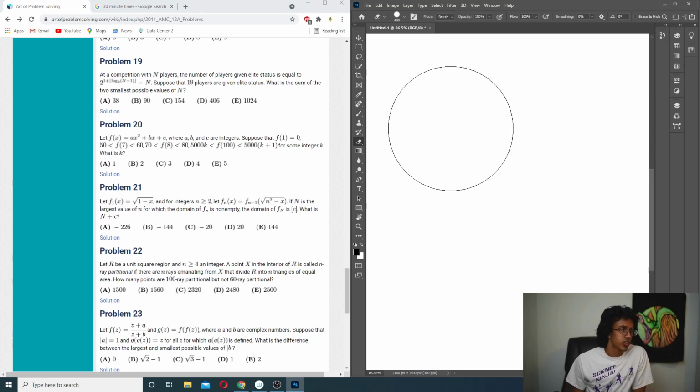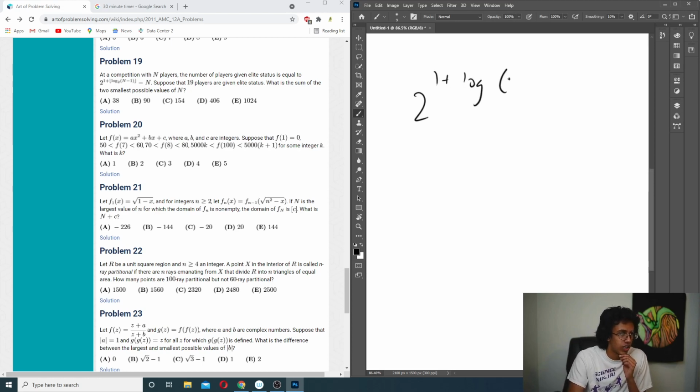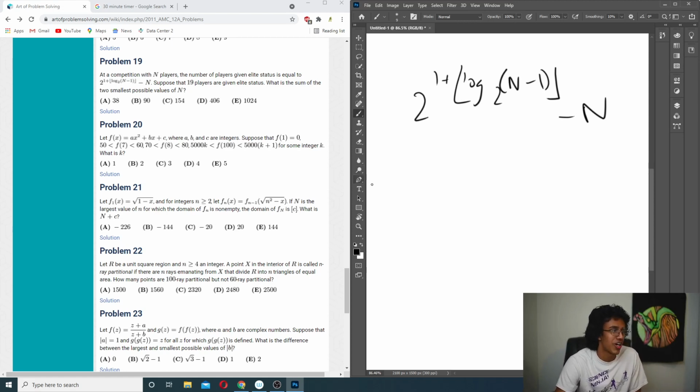At a competition with n players, the number of players given elite status is equal to 2 to the 1 plus log 2 of n minus 1, and then the floor of that, right, minus n. Suppose 19 players are given elite status. What is the sum of the two smallest possible values of n? Okay, so the floor of log 2 of n minus 1.